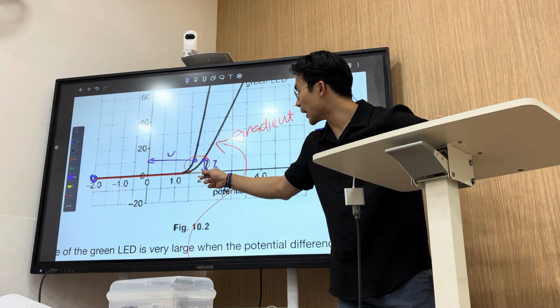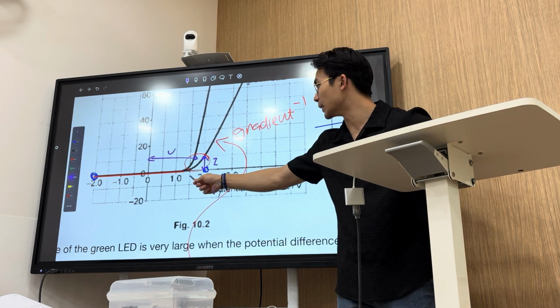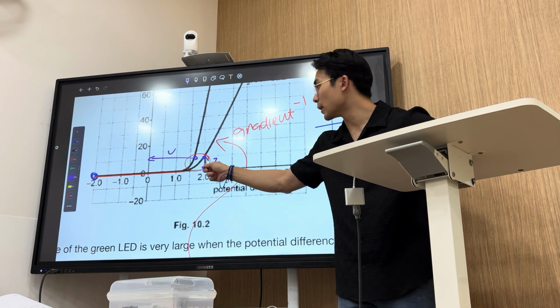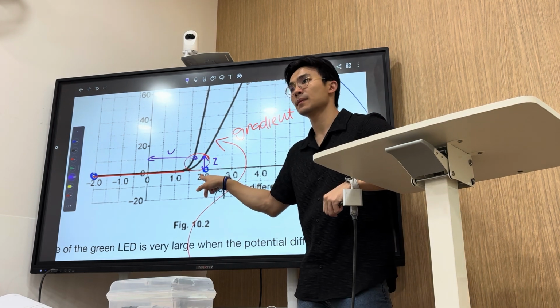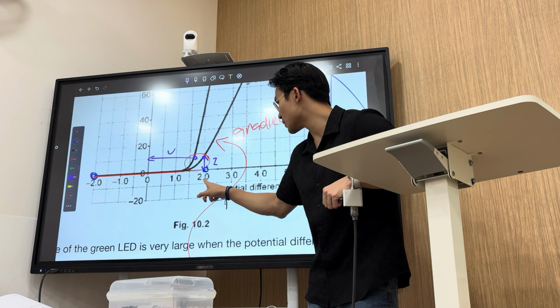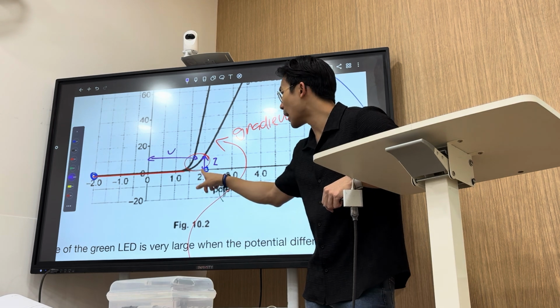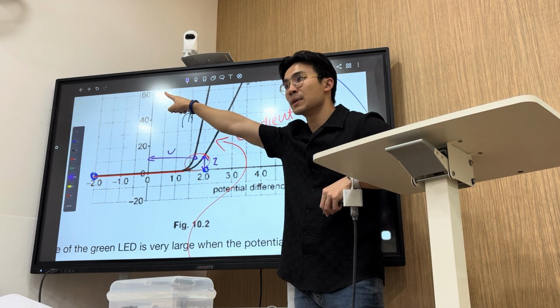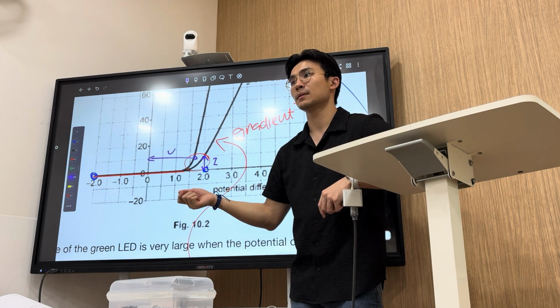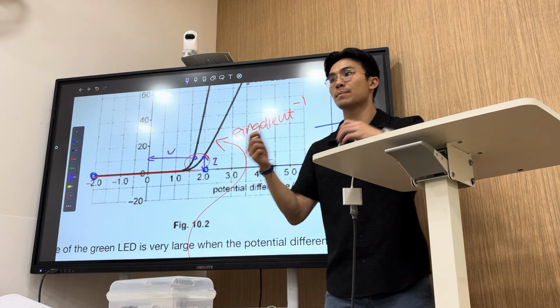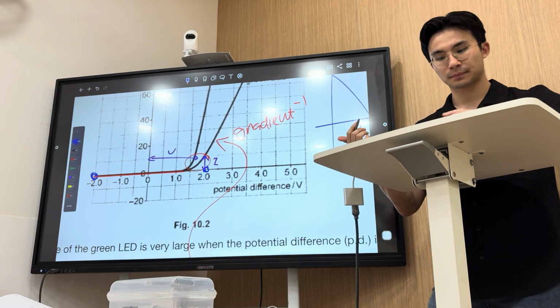You just count at this point, because I'm calculating until 2.0. At 2.0, it's not gradient, it is V over I. Your V is 2.0. Your current is 10 milliamperes. So 2 divided by 10 milliamperes, we get 200 ohms. That's how we get it.